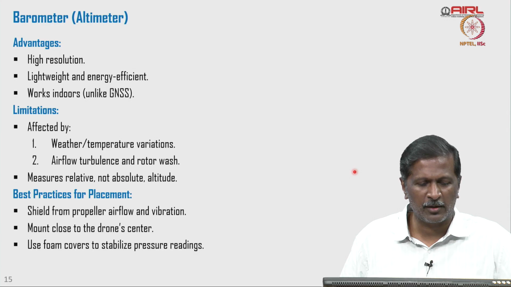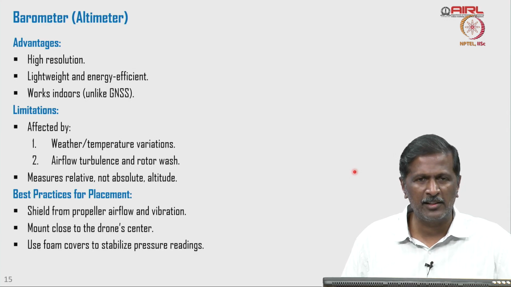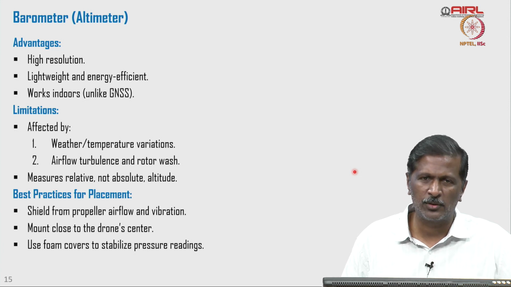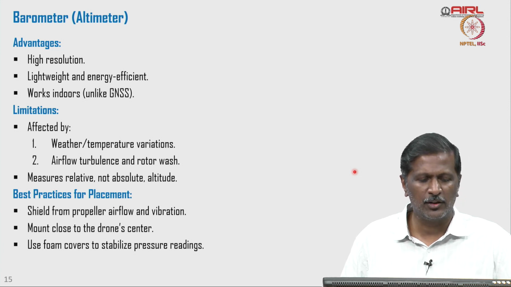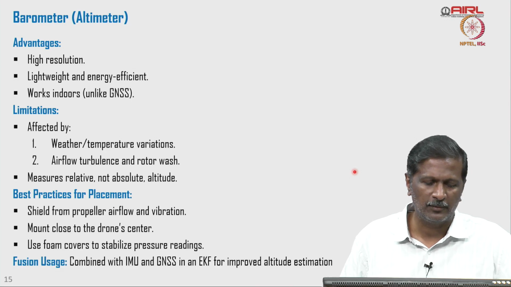Best practice, or where to place it: you shield it from the propeller flow and vibration so that the altimeter measurements are accurate. You mount it close to the drone CG point and use foam covers to stabilize pressure readings properly, right.